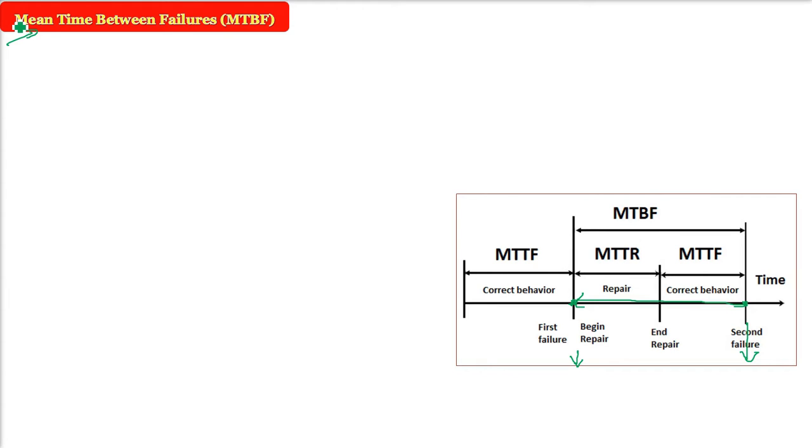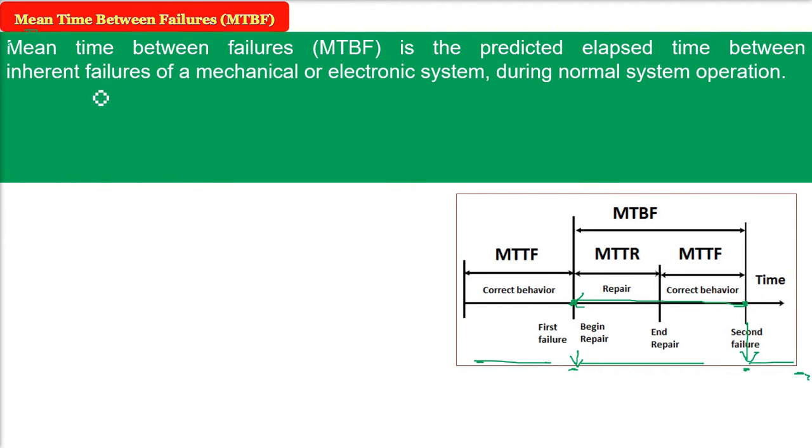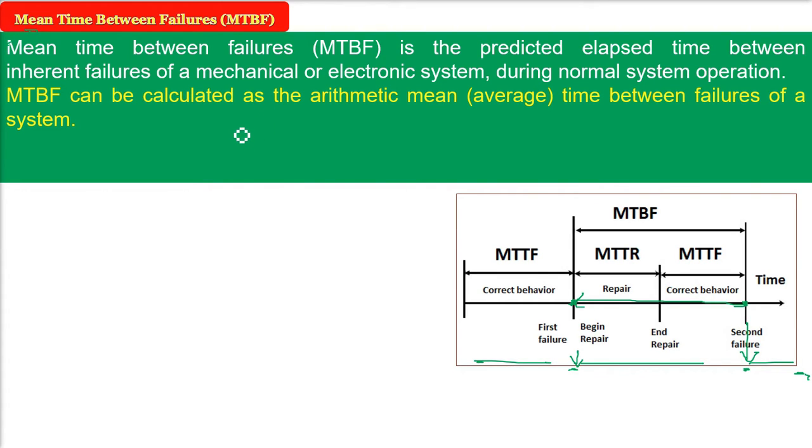When we take a lot of these numbers, that is whenever it happens, we combine them, take the addition divided by the number of values we have taken, count we have taken, that will be mean time between failure. So MTBF, mean time between failure, is the predicted elapsed time between inherent failures of a mechanical or an electronic system or a computer system or a software product during normal system operation. So how can you calculate it? It can be calculated as arithmetic mean, that is the average, that is why it is called mean, time between failures of a system. So 2 failures, the time between it is MTBF.